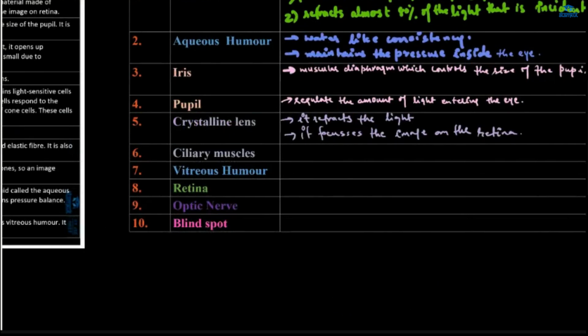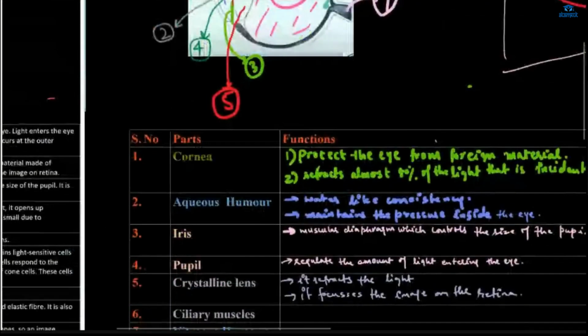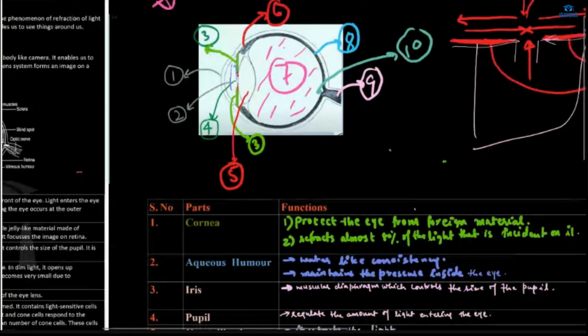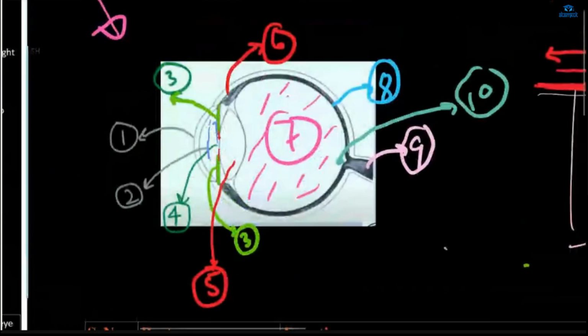Now, what do the ciliary muscles do? It has a very important function. The ciliary muscle is this sixth part. This is not visible, so orange, this is your ciliary muscle. It actually holds the lens.